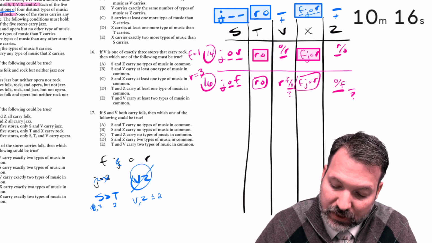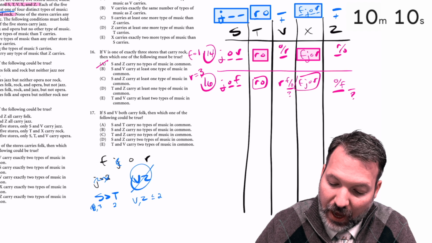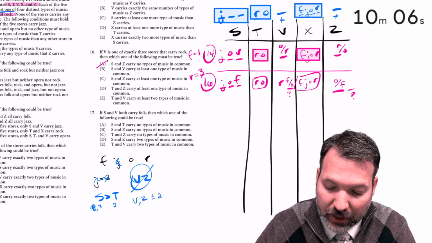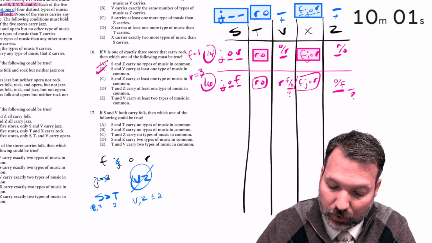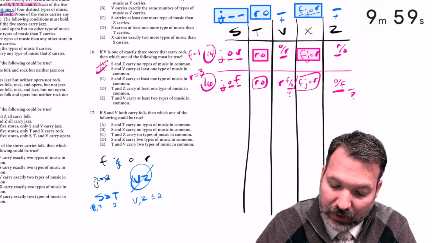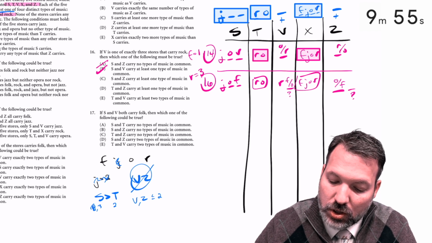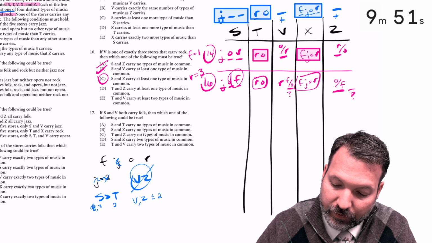What must be true? S and Z carry no types of music in common. That does not have to be true. S and V carry at least one type of music. Only rock has to be in V, and S can't carry rock right now, so that doesn't have to be true. S and Z carry at least one type of music in common. Yes, should be C because of OF.